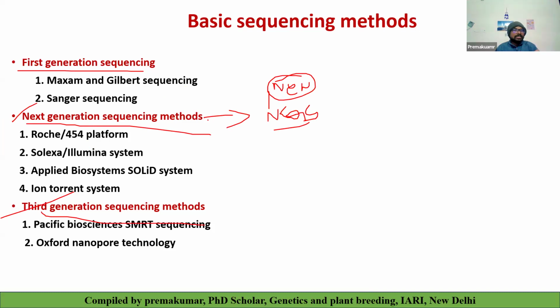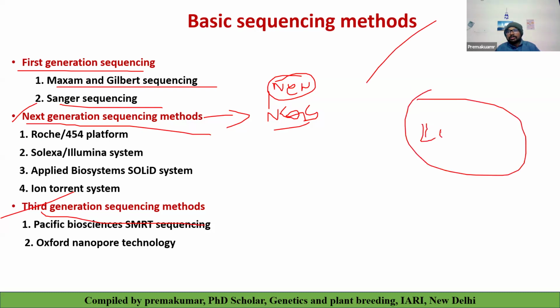I will not go into detail. I will give what to read actually. You don't need to understand everything about all the sequencing methods. You just need to know how it's important for a plant breeder. For example, you want to do QTL mapping, you want to genotype all your population.